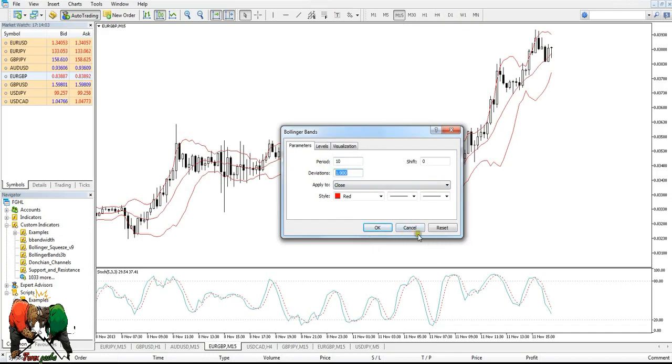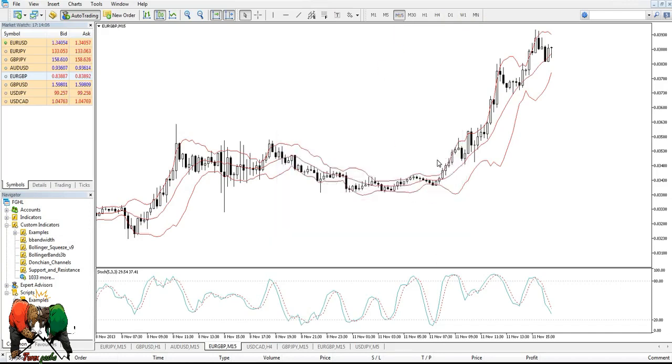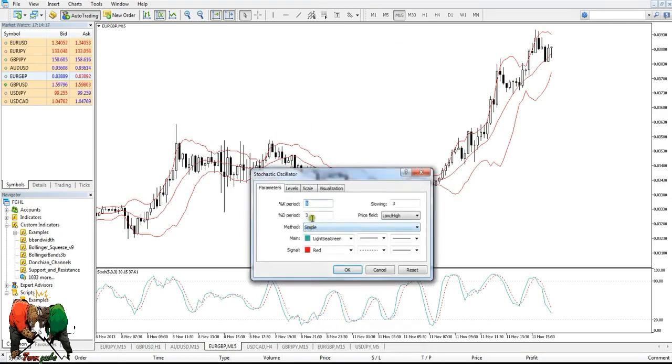But because I'm trading on M15, as you can see here, I'm using 10 for the period and 1.9 for deviations. The second indicator that I need you to load up is stochastics, and the settings you need to put into there are 5, 3, 3. So the percentage K period needs to be 5, and that stands for any time frame that you're trading.